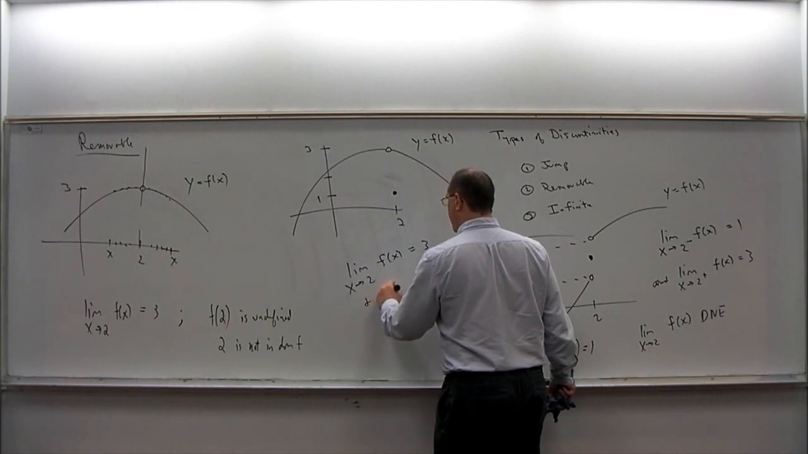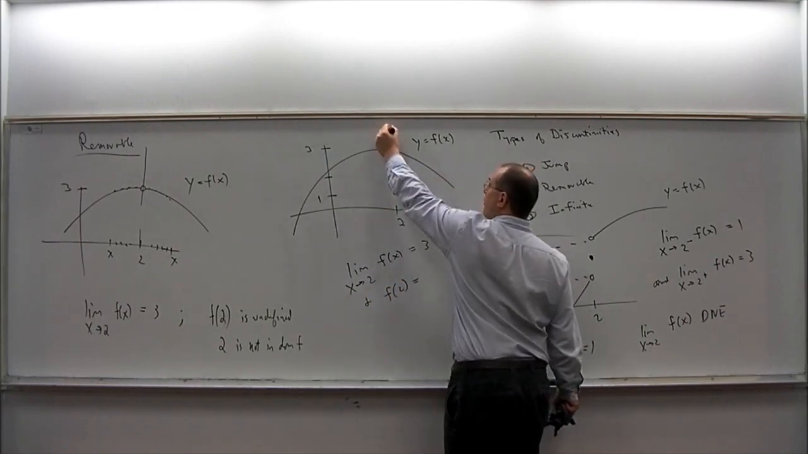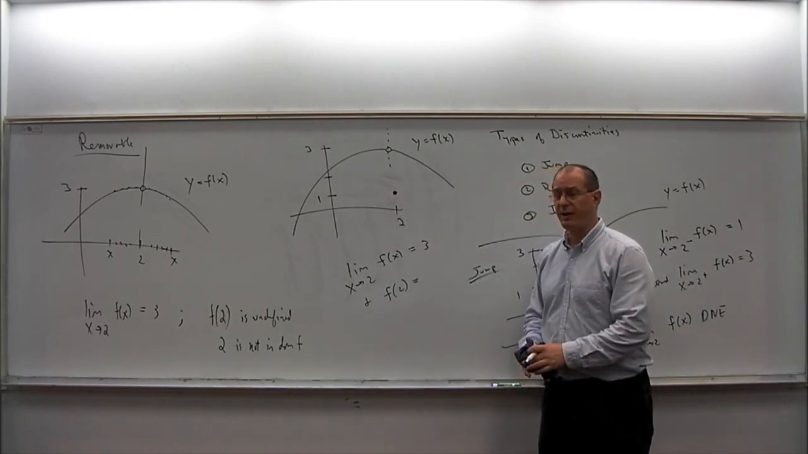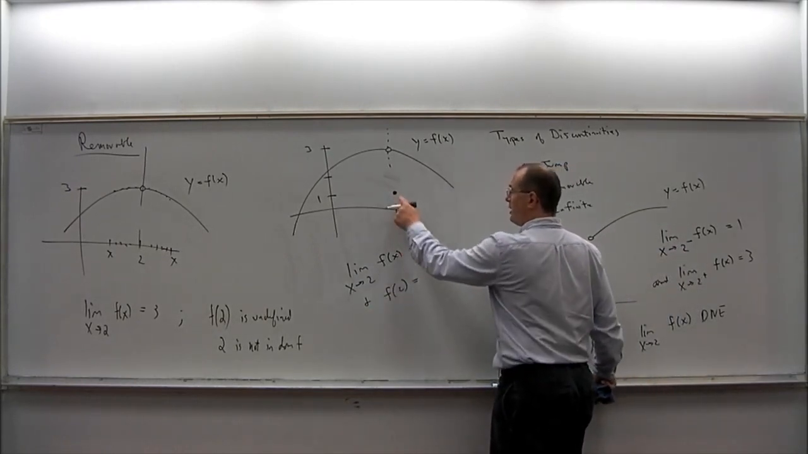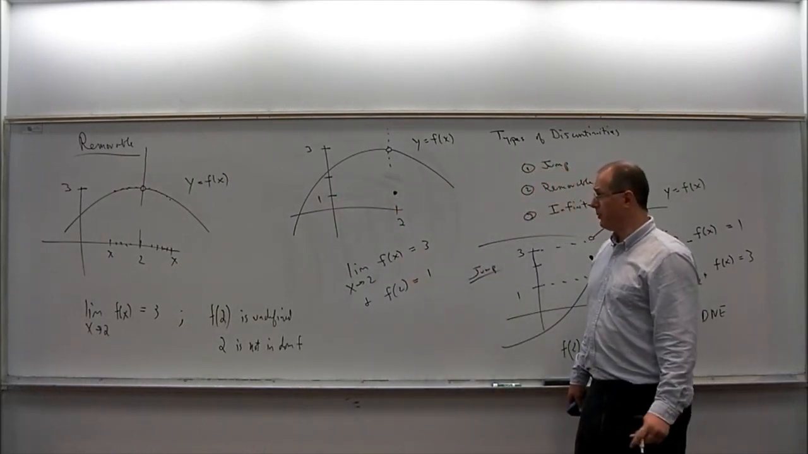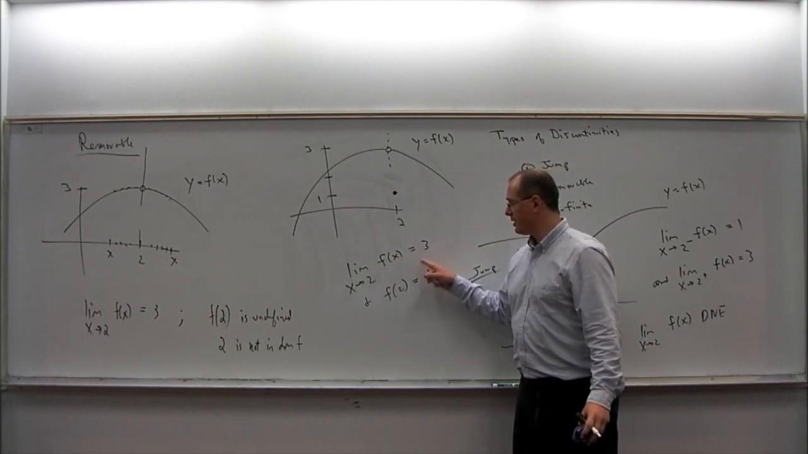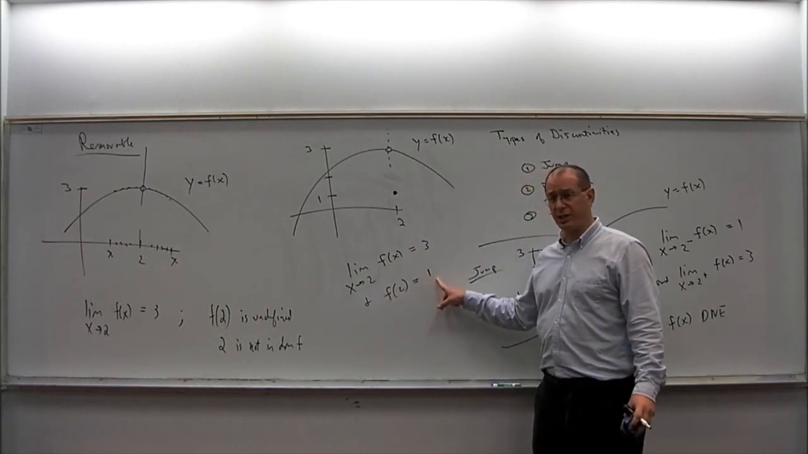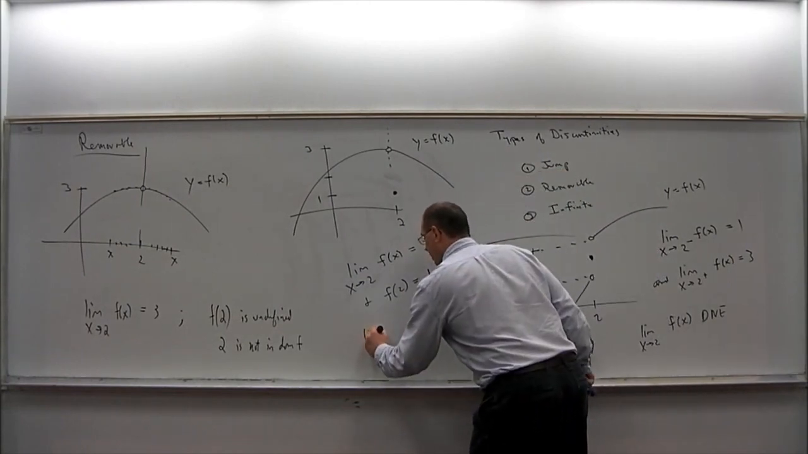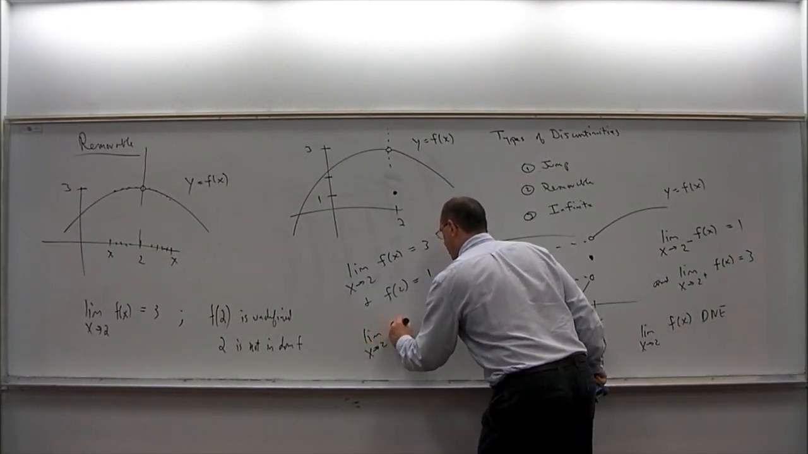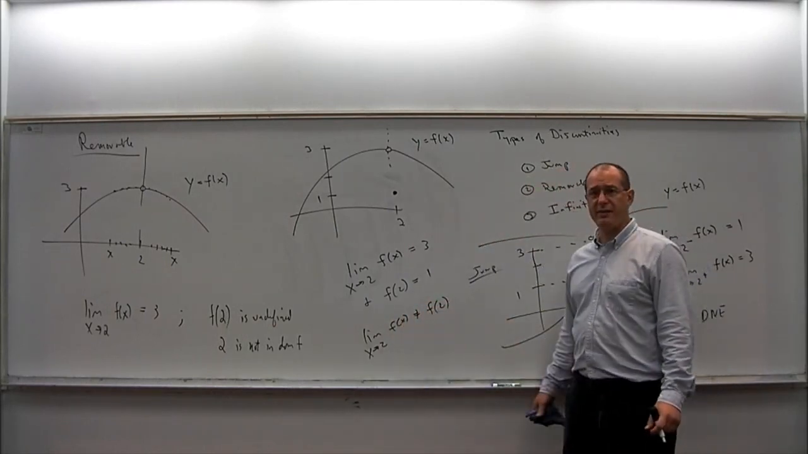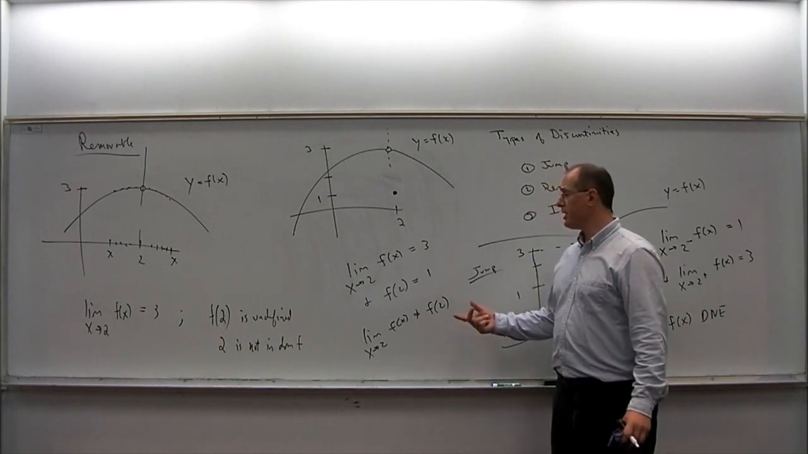and f of 2 is equal to, now a vertical line does intersect the graph because this dot is on the graph. So f of 2 is defined. This is the point 2 comma 1. f of 2 is equal to 1. So here the limit exists and the function value exists, but they're just different. Clearly the limit as x approaches 2 does not equal the function value. And so again, we have a discontinuity, and it's of the removable type.